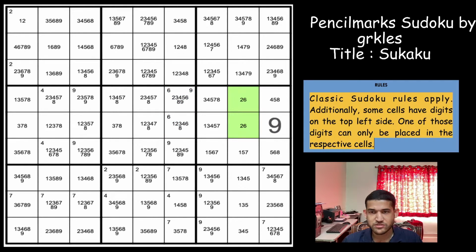Okay, so that's good. And 9 can be eliminated from all of these cells. Okay, fine. So 6 is in here, which means I can remove the 6 here, remove the 6 here. Very nice. Wow, look at this. 1, 3, 4, 5.